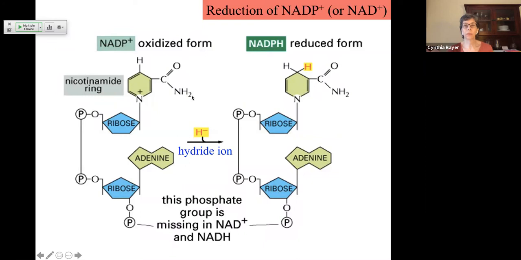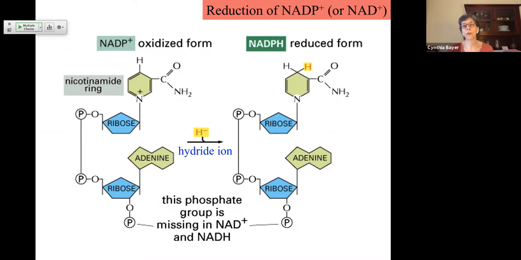2 electrons plus a proton that we call a hydride ion, and the symbol is capital H with a negative charge, a hydride ion, are transferred to the nicotinamide ring of NAD or NADP to be reduced. One of the electrons will neutralize the positive charge on the nitrogen. One of the electrons and a proton in the form of a hydrogen atom will form a new bond with the carbon at this position on the ring.